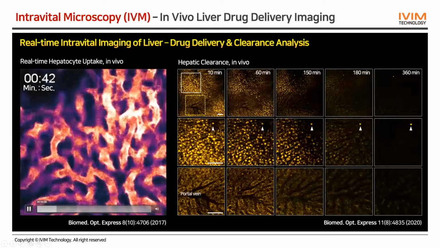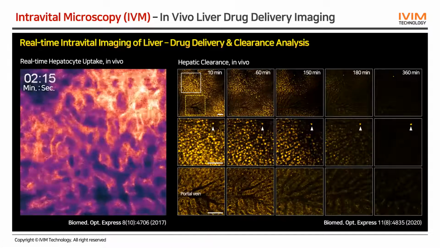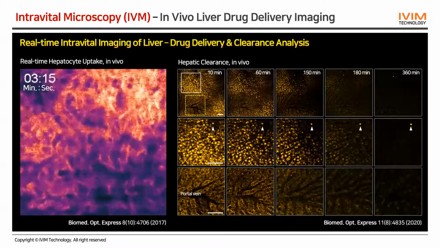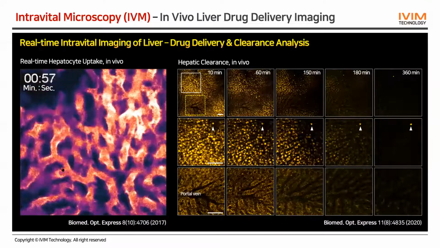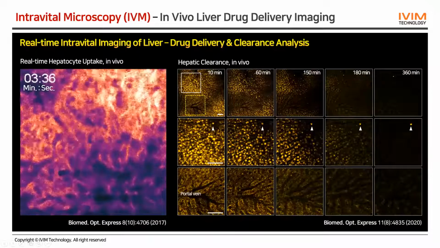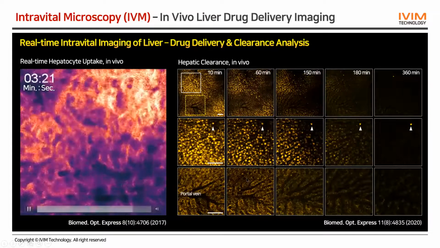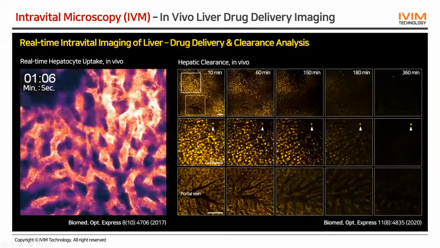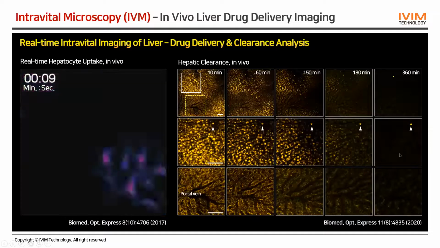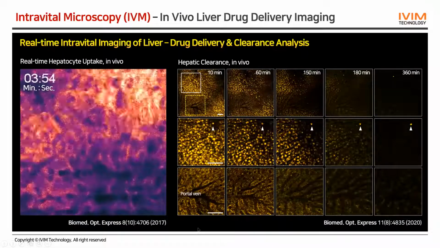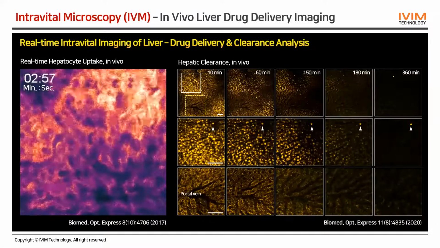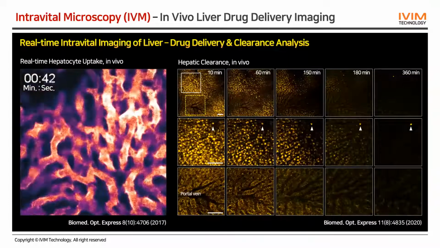This is a live observation of the delivery of the model drug to the cells in live tissue in a live model. So this is the liver. And after this uptake, we can also see the clearance, actually. This is a 6 hour time-lapse observation. So you can see the clearance of the delivered material over time. So intravital microscopy can be used to monitor the delivery of the drug and also the clearance of the drug in a live animal model in vivo.